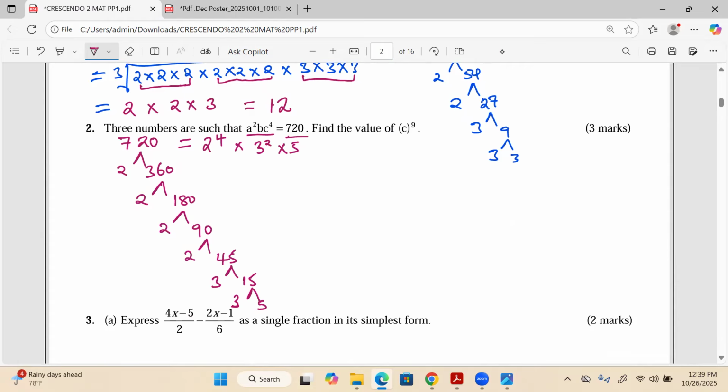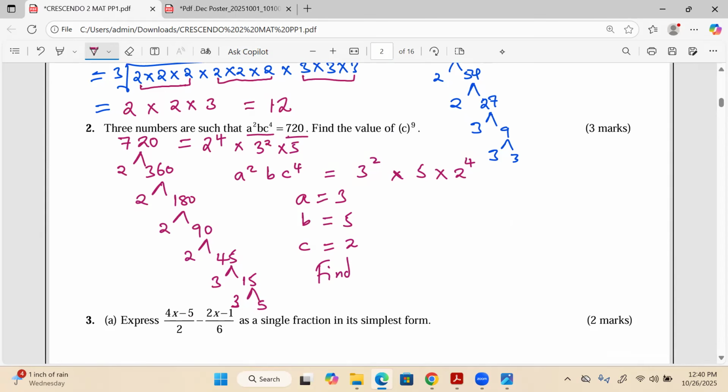Now, this means if we are to arrange it to take this format, then we need the term which is squared, times b, which is now 5, times c power 4, which is now 2 power 4. So in our case, the value of a is 3 because a has been squared and 3 is also being squared. The value of b, which is power 1, is 5 because 5 is power 1. The value of c, which is power 4, is 2. So now we need to find the value of 2 power 9. 2 raised to power 9 becomes 512.